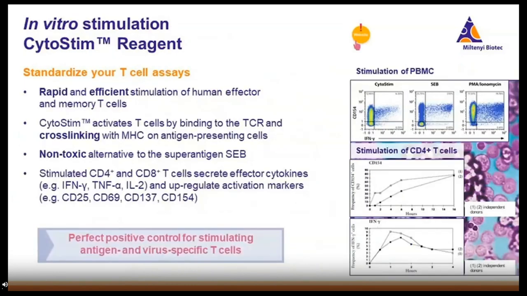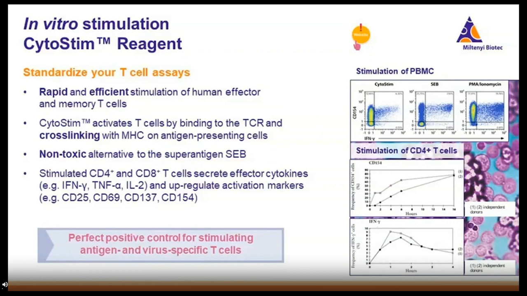So, of course, every stimulation experiment requires a reliable positive control. And here our CytoStim reagent can further help to standardize your T cell assays. CytoStim has been specifically developed for the rapid and efficient stimulation of human T cells. It activates T cells by binding to the TCR and cross-linking it with the MHC molecules present on antigen-presenting cells. It is an antibody-based reagent and can be considered as a non-toxic alternative to the super antigen SEB.